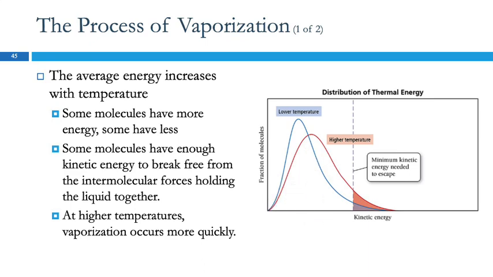What happens as you heat up a liquid is that this distribution moves up, but it also broadens out. And so here, this line represents the kinetic energy needed to break through the Red Rover line to escape, to evaporate. So at a higher temperature, more of the molecules are going to have enough energy to break loose. At higher temperatures, vaporization occurs more quickly. We know this from real life experience.